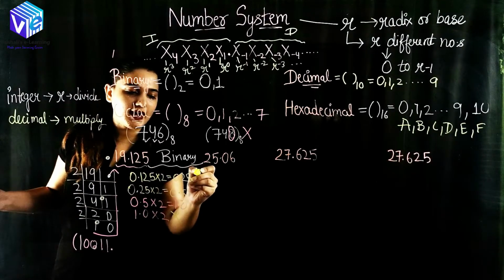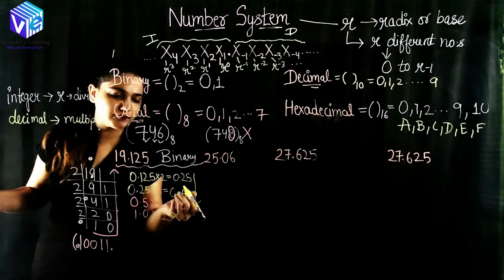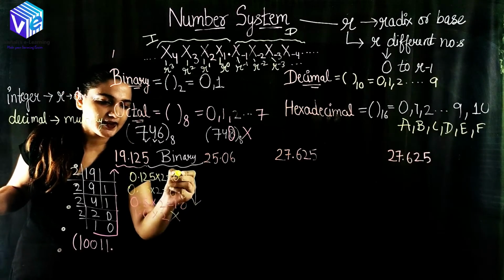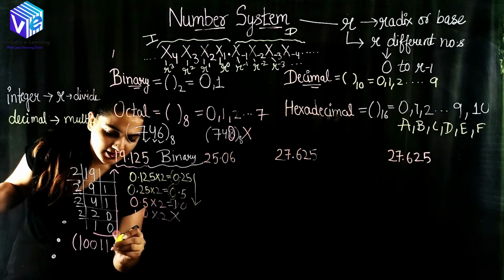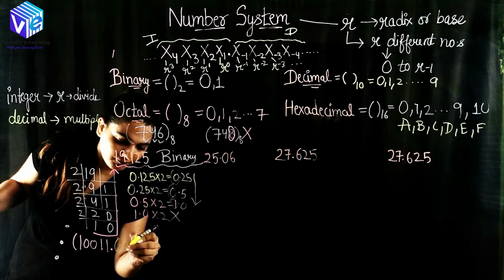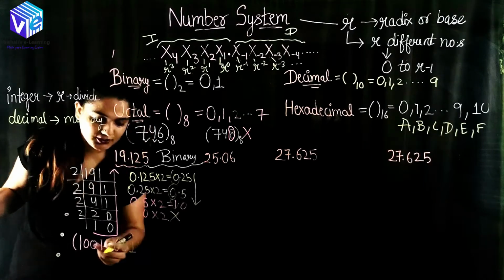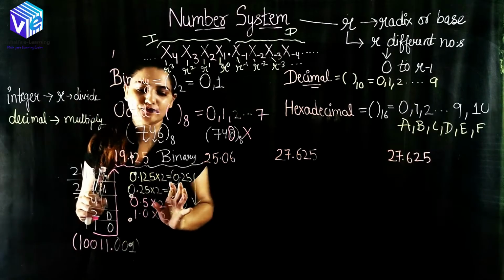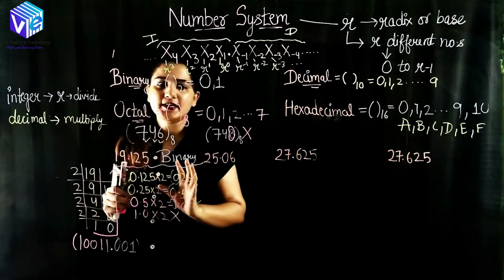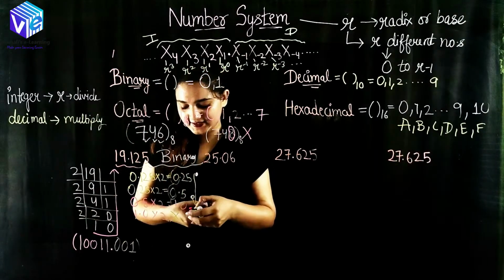So now here I will move from upward to downward. So what is the decimal number? So this number represents my decimal number, which is 0 0 1. So this is the binary representation of 19.125. I hope you understood it. It was really simple. Now coming to the next example.